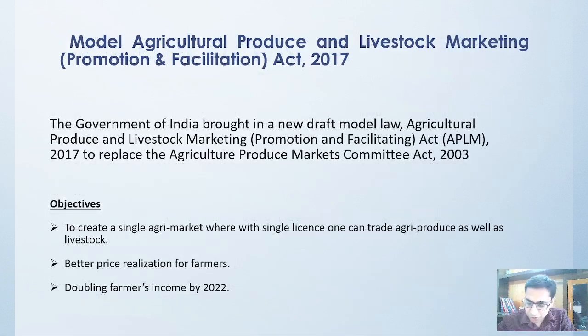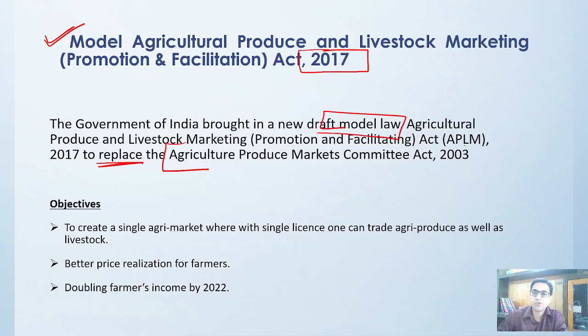Now in order to solve these issues, the government has come up with a new APMC law, called the Model Agriculture Produce and Livestock Marketing Promotion Facilitation Act of 2017. So this is a new draft model that has come to replace the APMC Act of 2003.